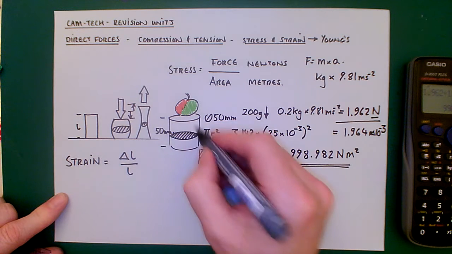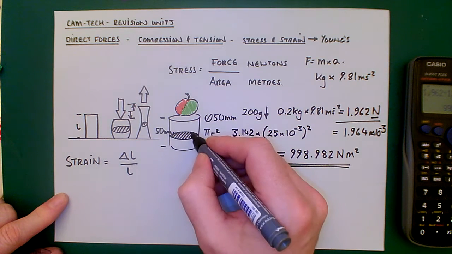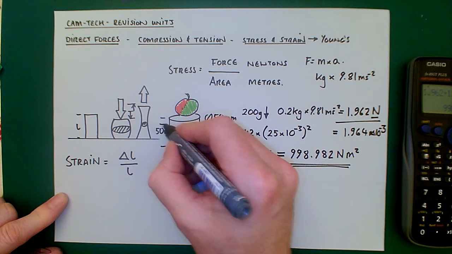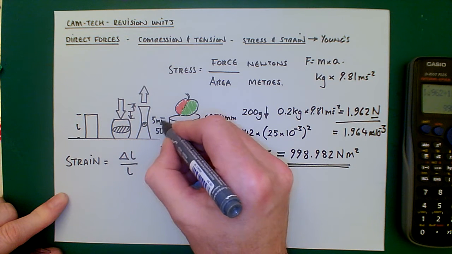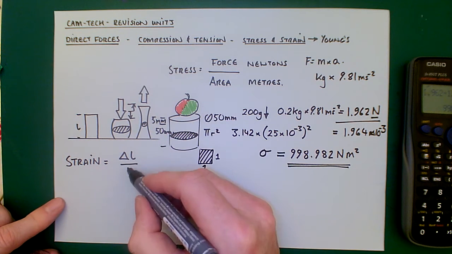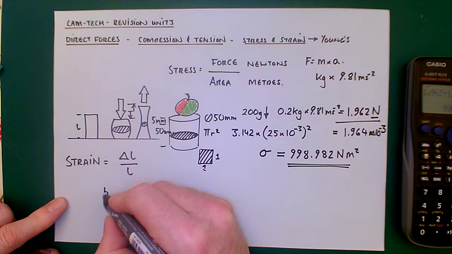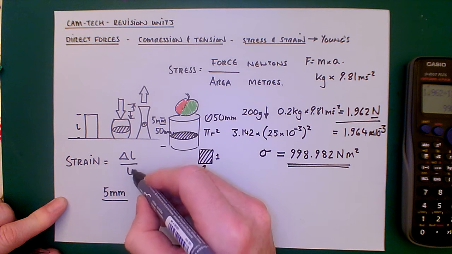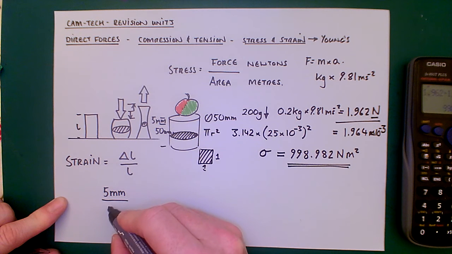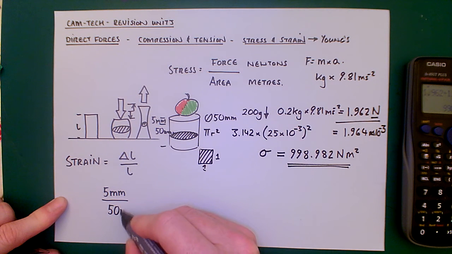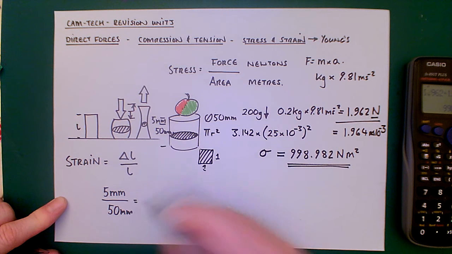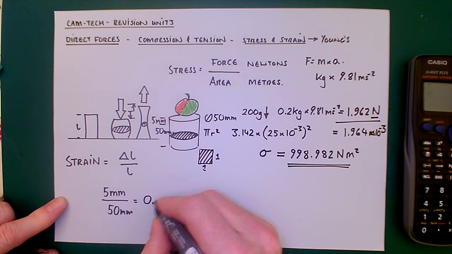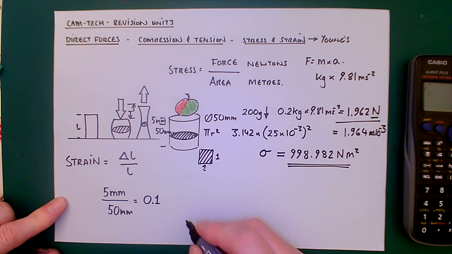Let's imagine that this is a particularly soft material, say a sponge-like material, and we're placing the apple on the top, and let's say that the change in length is 5 millimeters. Then to calculate the strain, we would have change in length, 5 millimeters, divided by the original length, 50 millimeters. The value for the strain is 0.1.